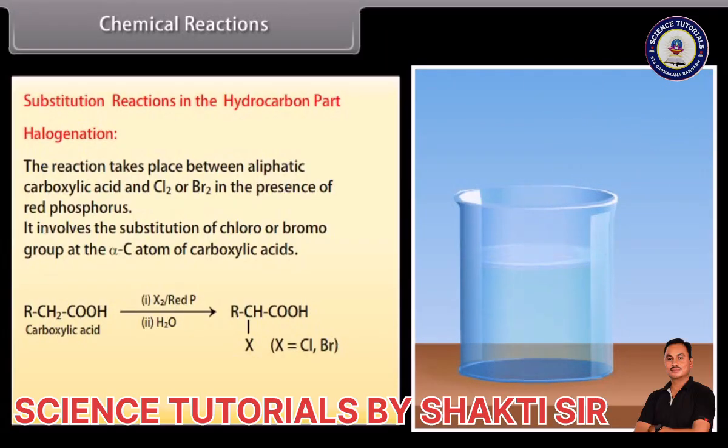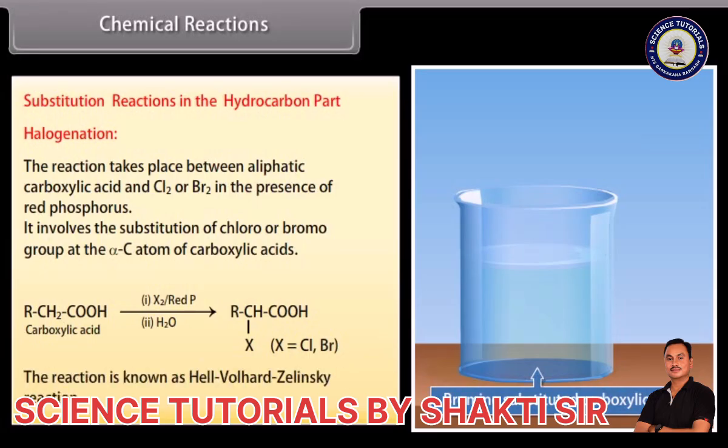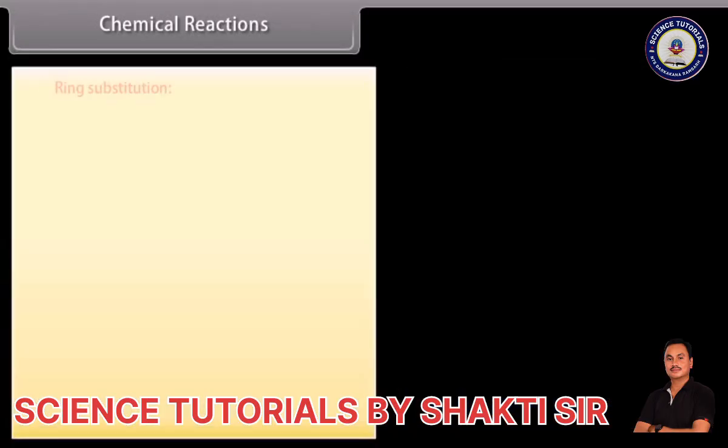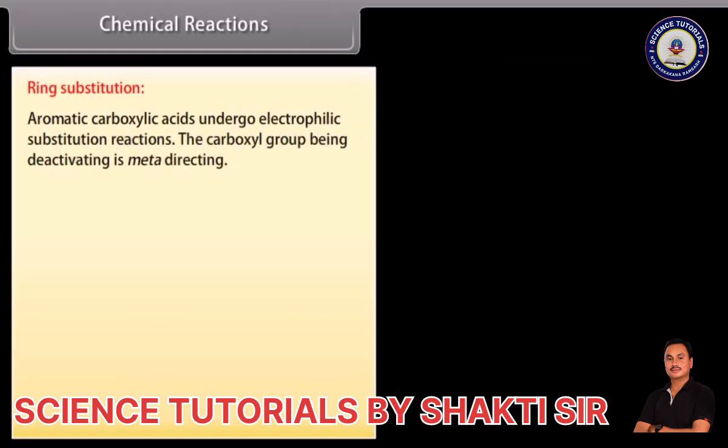It involves the substitution of a chloro or bromo group at the alpha carbon atom of carboxylic acids. The reaction is known as the Hell-Volhard-Zelinsky reaction. Ring substitution. Aromatic carboxylic acids undergo electrophilic substitution reactions.